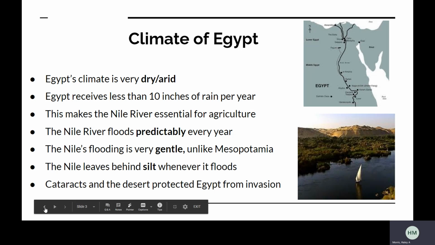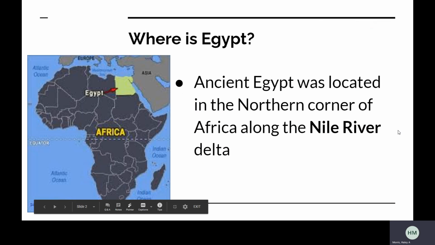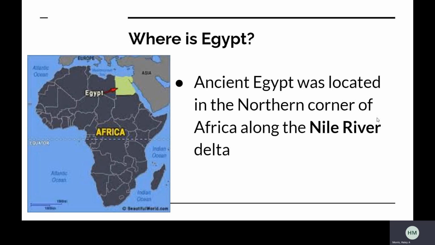Sorry, I should have mentioned on the last slide, the Nile River. So we talked about how the ancient civilizations would form around these rivers, right? So the Nile River is going to be our river in Egypt, just like the Tigris and Euphrates were where the Mesopotamian civilizations formed. The Egyptians focused around the Nile River.